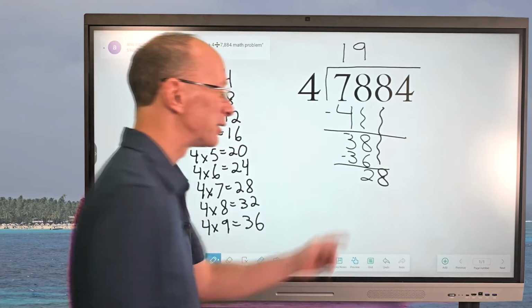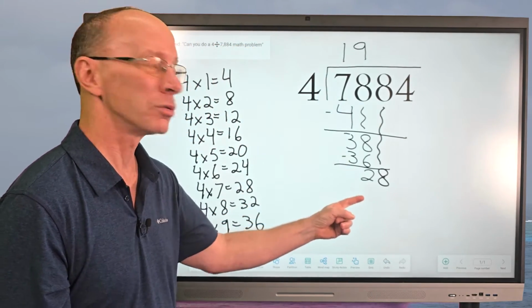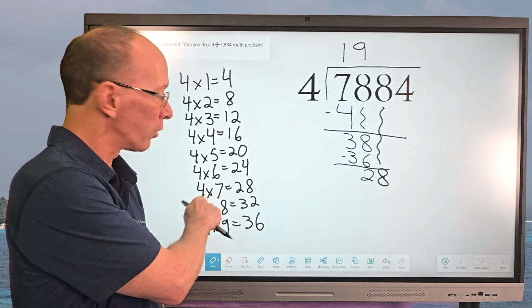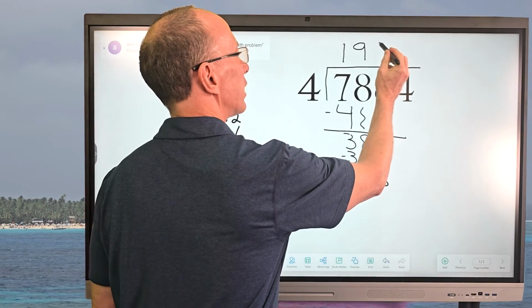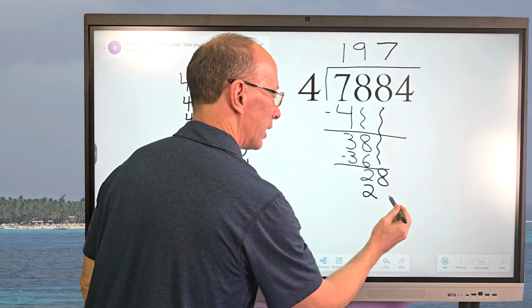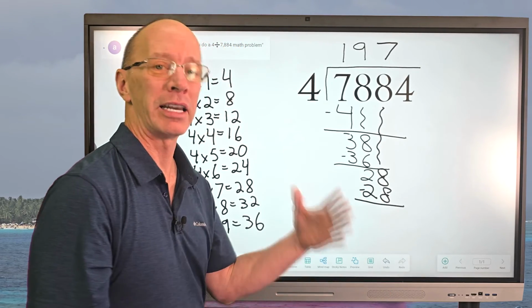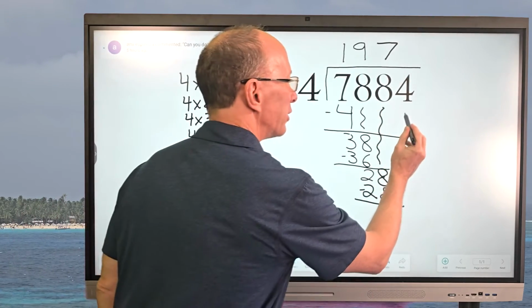So I have the number 28. All right, so again, how many times can I put 4 into 28? Look right here. I have 4 times 7. 4 times 7 does equal 28. So let's go ahead and put the 7 right here. And 7 times 4 equals 28. And then I subtract. And I would have a 0, and then my next step is to drop that next number down. So I'm going to drop it all the way down.